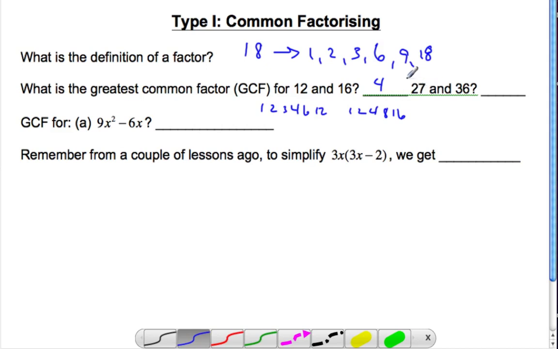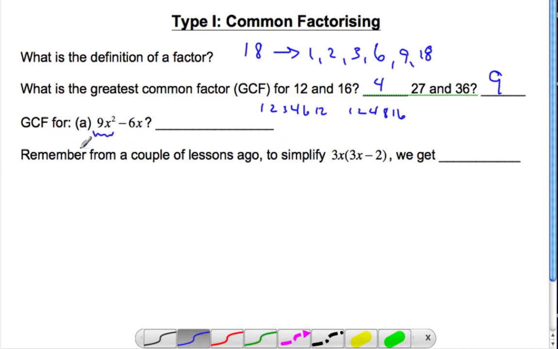But if I think about 27 and 36, the greatest common factor there? Well, they're both in the 9 times table. That's exactly how I do it, I think. You think about 9s. Okay, I pull out a 9. That is the biggest common factor between those.